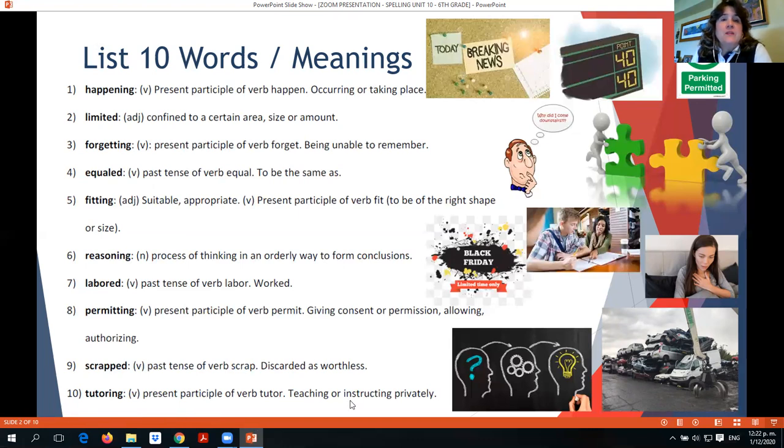Tutoring is the present participle of the verb tutor. It means teaching or instructing privately. When your parents hire someone to help you with your homework at home and to explain to you maybe some subjects that are more difficult, you have some tutoring. You are receiving tutoring from another teacher, okay?